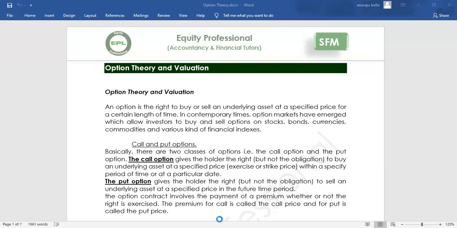We explained that delta can be used as a hedging tool. You can use delta to hedge against fluctuation in your investment value by creating a portfolio containing assets and options. We look at the gamma, theta, rho, and beta.